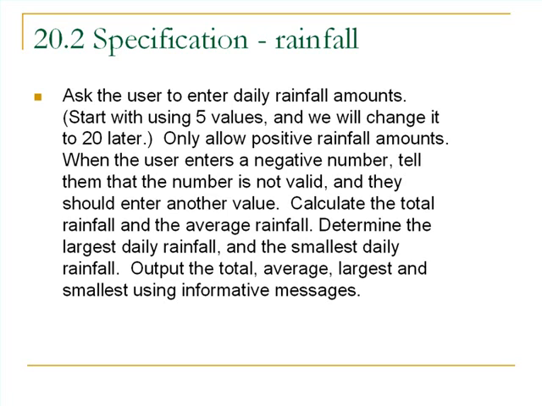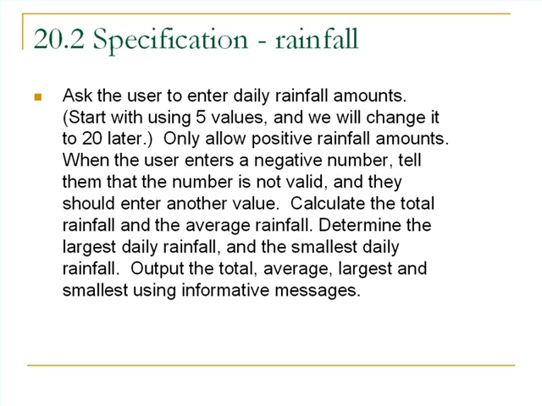The next thing we're going to do is to calculate the total rainfall and the average rainfall. This should be familiar from a previous segment. And we're going to determine the largest daily rainfall and the smallest daily rainfall. That's also a familiar specification, but now they're all coming in one. And we're going to output the total, the average, the largest, and the smallest using some informative messages.